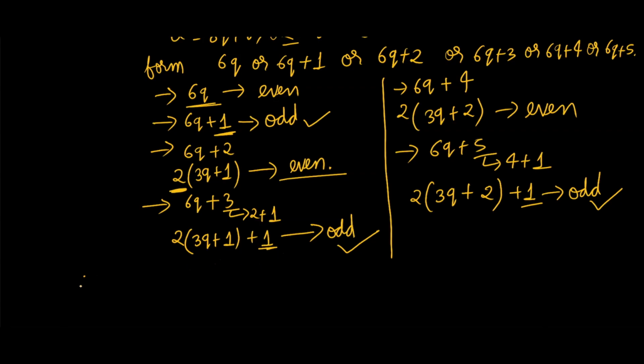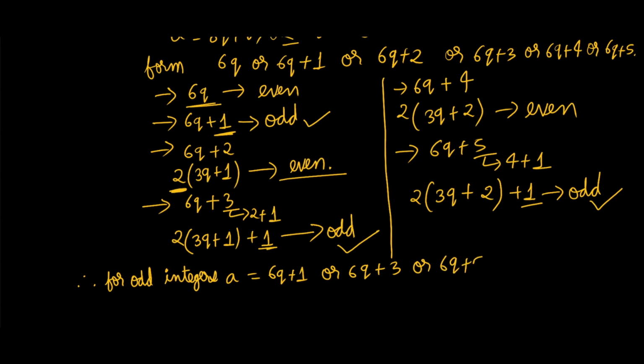So hence for odd integers, a is equal to 6q plus 1 or 6q plus 3 or 6q plus 5. So that's all for this question.